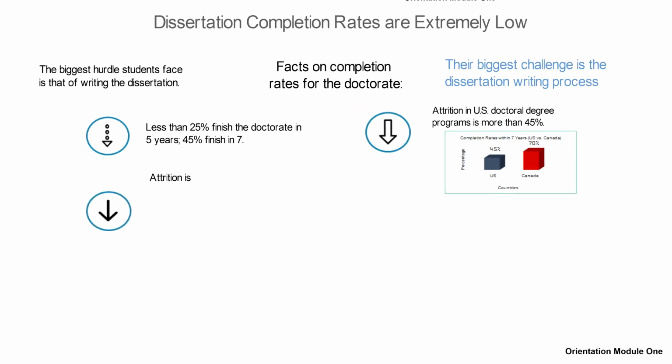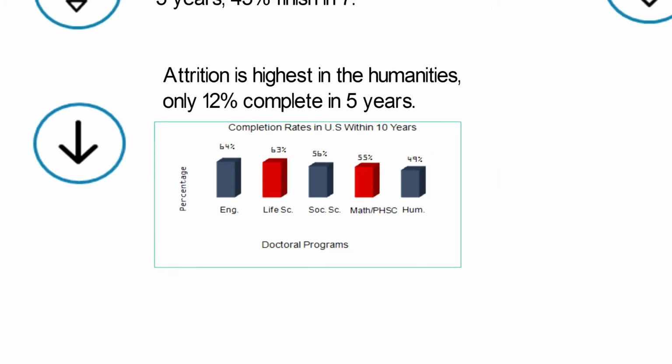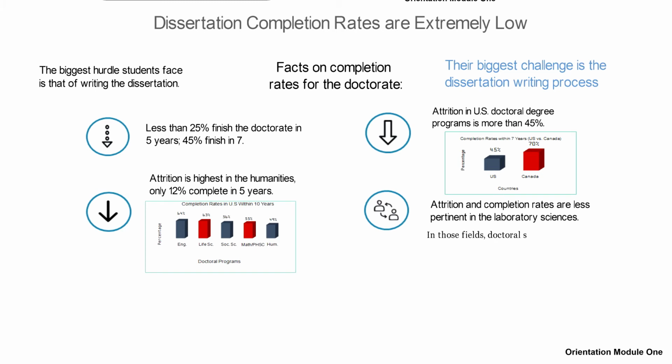In the U.S., attrition is highest in the humanities. Only 12% complete within 5 years. Within 10 years, the completion rate for engineering is 64%, life sciences 63%, social sciences 56%, math and physical sciences 55%, and humanities 49%. You will observe that although still high, the attrition and completion rates are less pertinent in the laboratory sciences. This may be mainly because in these fields, doctoral students usually work in close-knit research teams and directed and funded by the chair's own research programs.